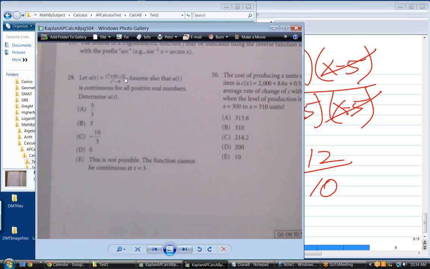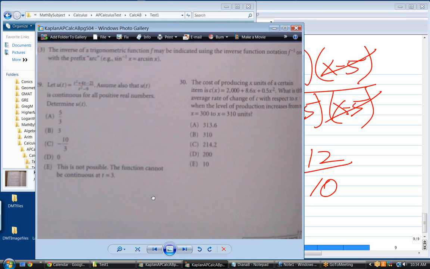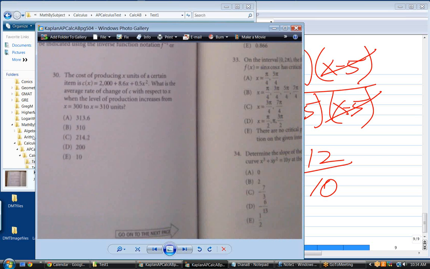29 is the same problem as we just did. Almost identical, in fact. Instead of, it was 35 and 2t, but it's the same solution. You factor the top, factor the bottom, cancel, reevaluate. I think we can skip that one.